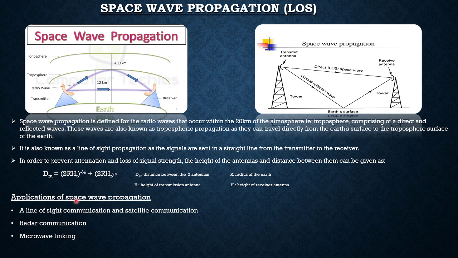Space wave propagation depends on three components: direct wave, ground reflected wave, and tropospheric waves. Direct waves are the radio waves that are transmitted from the transmitting antenna and reach the receiving antenna directly, whereas in ground reflected waves, the radio waves reach the receiving antenna after reflection from the ground, and in tropospheric waves, the radio waves reach the receiver antenna after reflection from the troposphere.